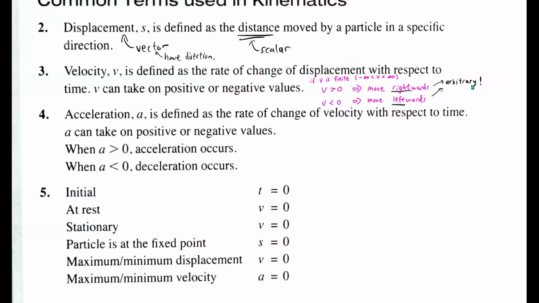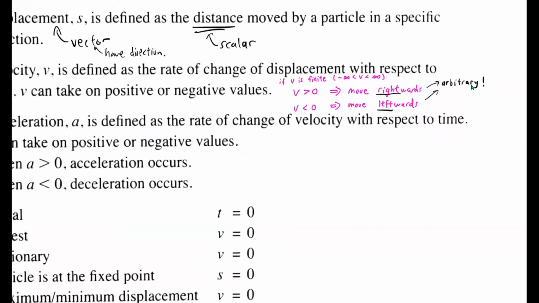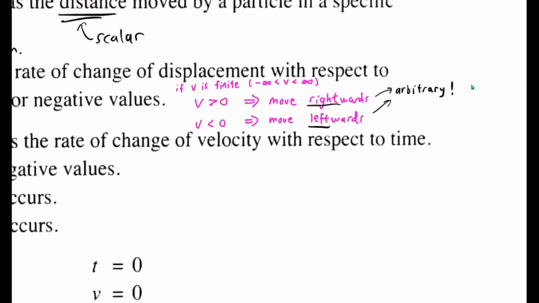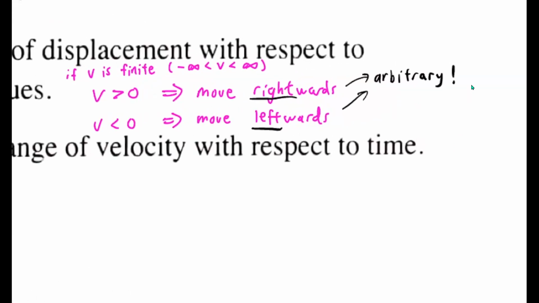Okay, good. Now here they also tell you something. V can take on positive or negative values. So can you help me to write this down? Let me zoom in for you. If V is finite, you don't exactly need to know what finite means. It just means not infinity. It's an actual number. More than 0 means that it moves rightwards. Less than 0 means that it moves leftwards.